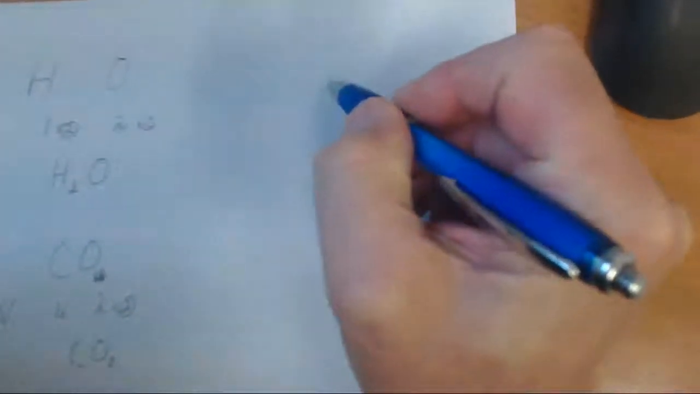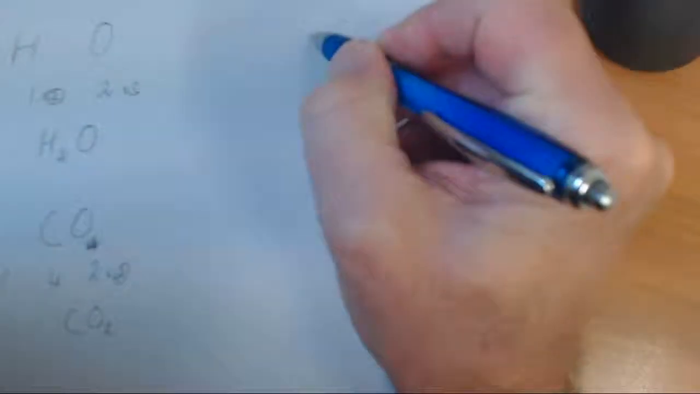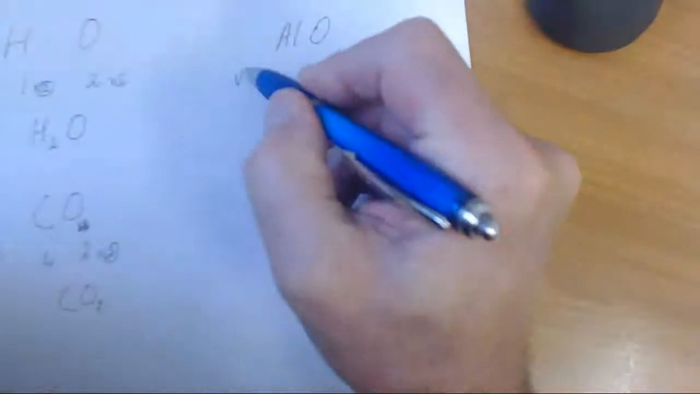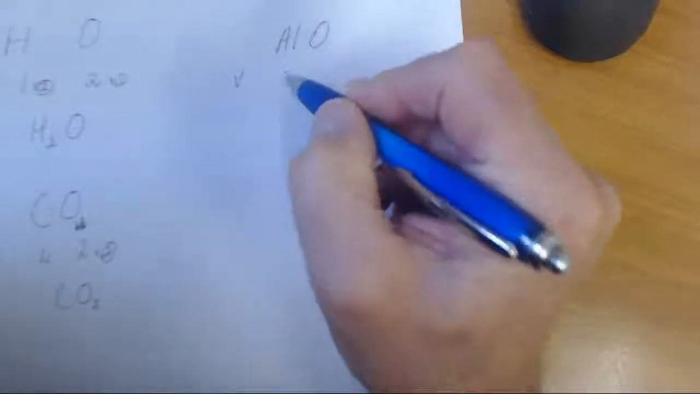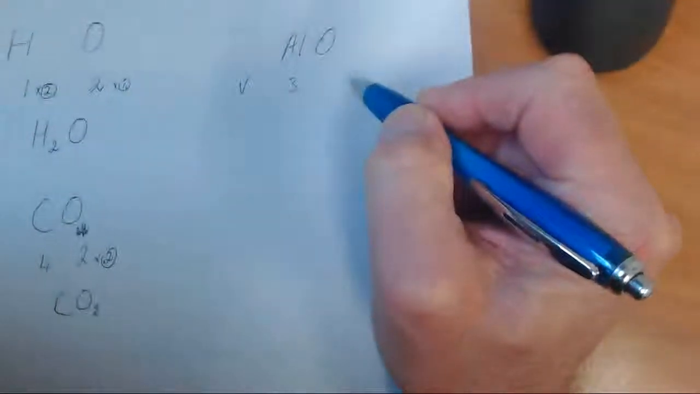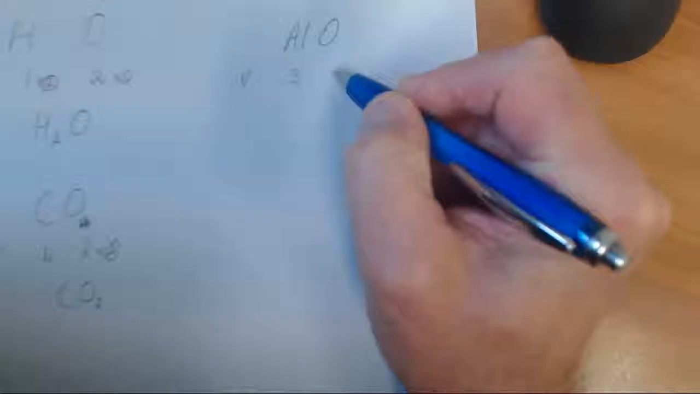So let's go with aluminium and oxygen. And that's aluminium oxide. Well, what's its valency? Look at aluminium. What column? Column 3, so its valency is 3. What's oxygen? We just worked that out already. It's column 6. Its valency is 2. Well, 2s and 3s. What's common? What can we make that?